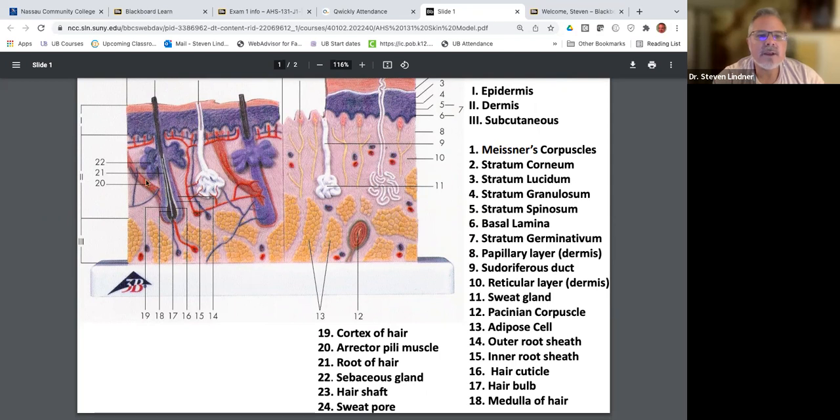Let's look at number 20. We have this muscle right here, which is the same as this right here. Number 20 is the erector pili muscle. Look at the spelling there. Now let's look at the white gland here and the white gland here. This is the sudoriferous gland, which is your sweat gland. And then you have its duct right here. Number 9 is the sudoriferous duct. Number 11 is the sudoriferous gland.